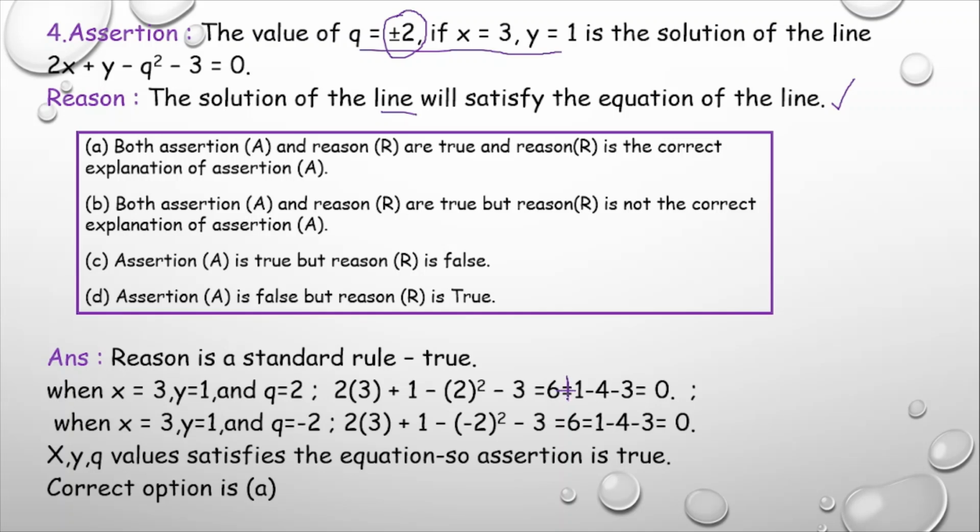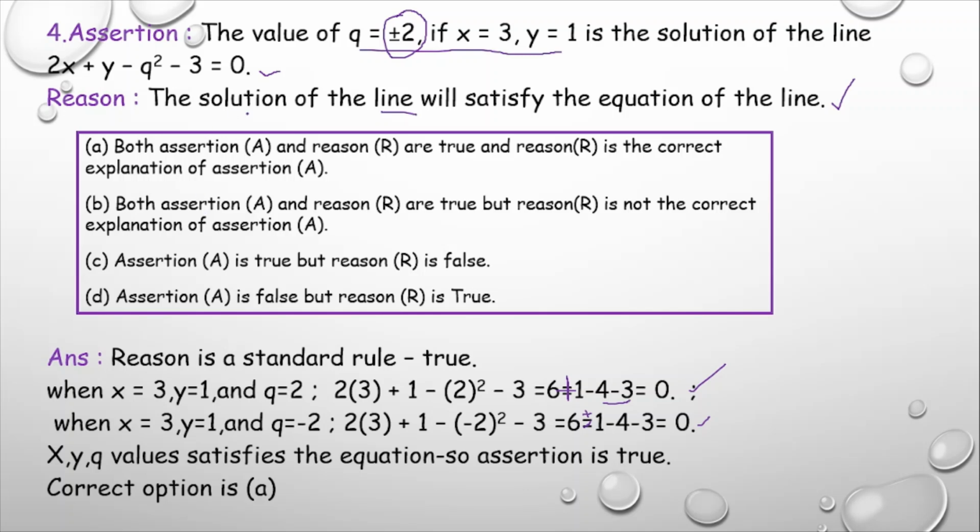Okay, so 6 plus 1, 7. 7 minus 7, 0. Same way here also, 6 plus 1, 7. 7 minus 7, 0. So both the given pairs of solutions are satisfying the line. So the given values of x, y and q are the solution of the equation given in the assertion. So this is also true.